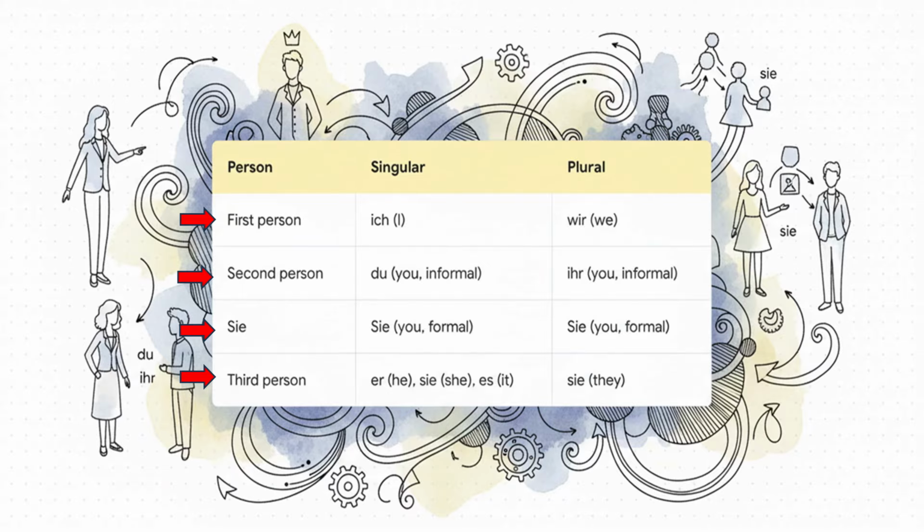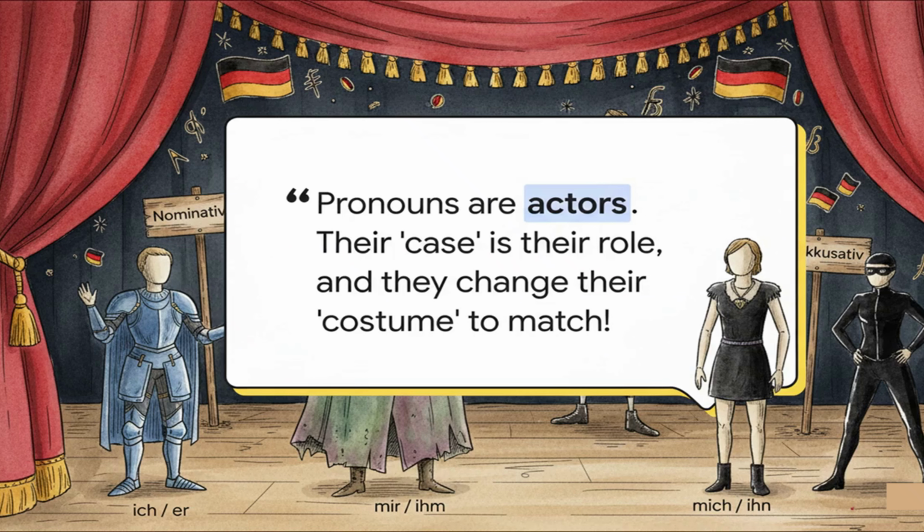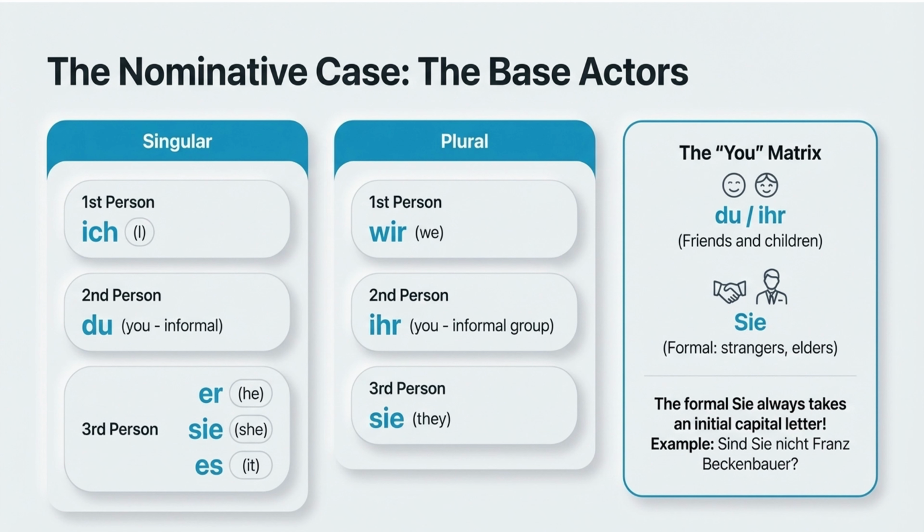Pay special attention to Sie with capital S and sie with small s. They are spelled the same, but one has a capital letter and the other doesn't. This small difference is very important in German. As I said before, pronouns are actors. Their case is their role, and they change their costume to match.